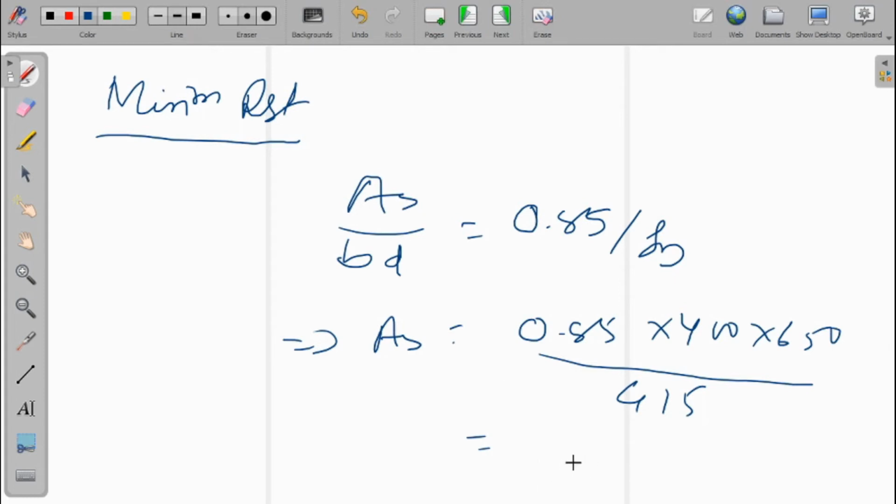We can find this value in terms of percentage also. You can find it out either in this way or in terms of percentage. Then this will give you the minimum area of the steel required. This value is coming around 532.5 mm square. We are providing 1300 something, and this value is coming 532. So whatever we have provided is satisfying.